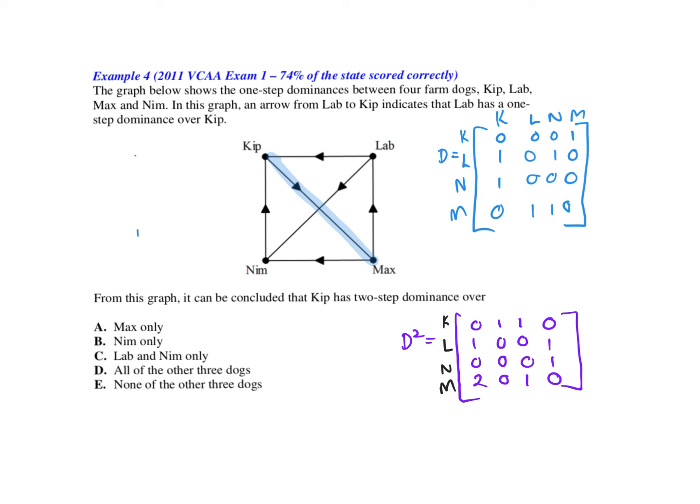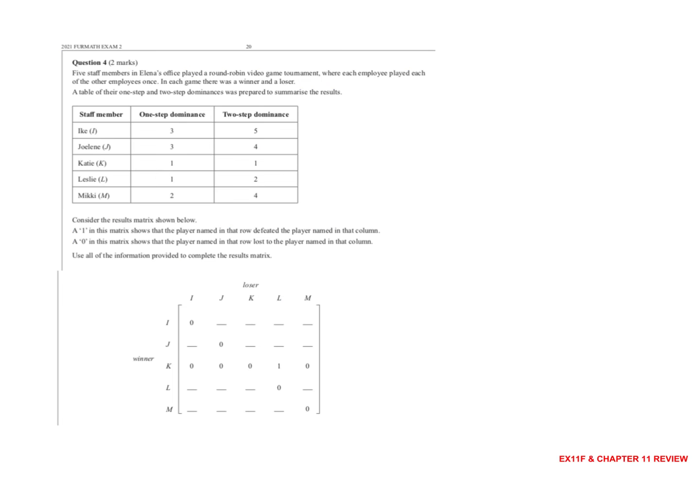Okay, so here I've found the dominance matrix and squared it. If I tally it up, Kip has a two-step dominance total of 2, this is 1, and this one's 3. And it says it can be concluded that Kip has a 2-step dominance over. So if I look at Kip, they only have a 2-step dominance over Nim. That's the only one he's higher than. So B, Nim only.